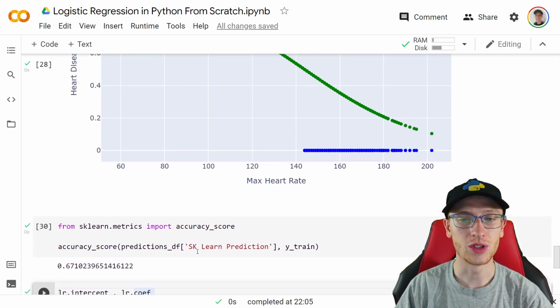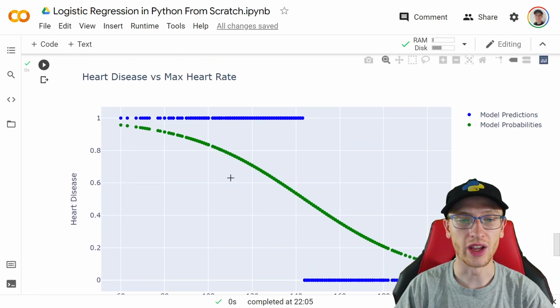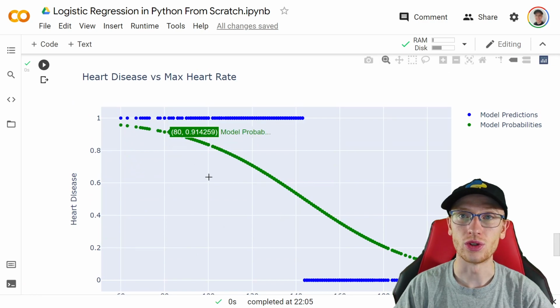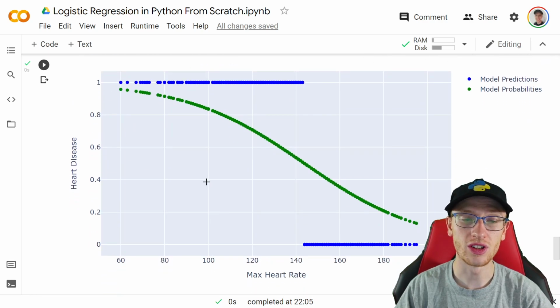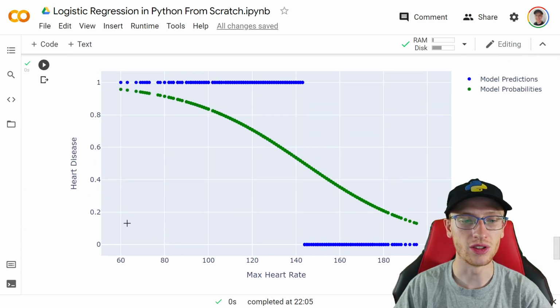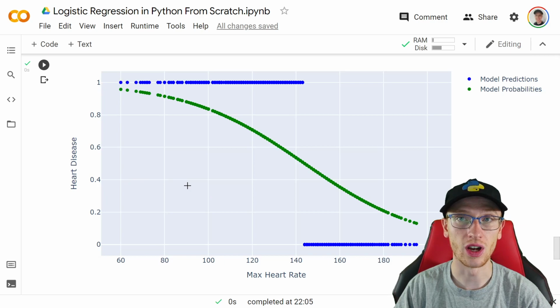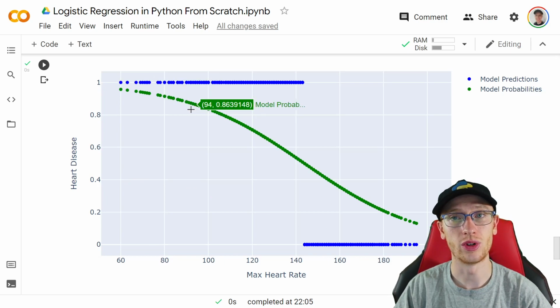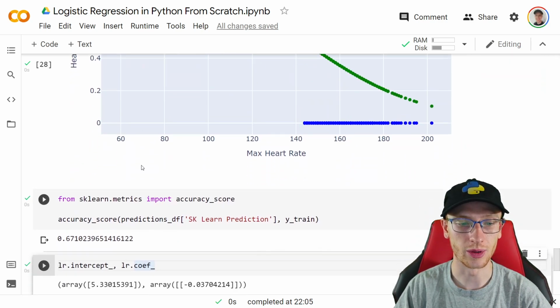It's negative, which means we think it should be shaped down like this, where as you increase this X value, as you increase the max heart rate, the probability of heart disease should go down. But this could have been a positive curve. We could have got a positive coefficient here, a positive slope, which essentially means it would be curved up like this. As we increase the max heart rate, the probability of heart disease would increase. But that's not what we got. We could tell that wasn't what it should have been from the data at the beginning as well.